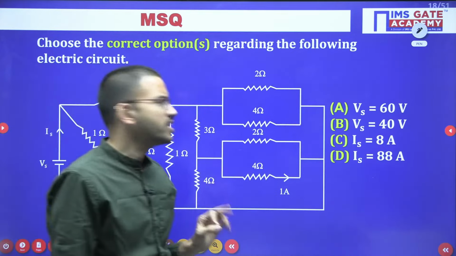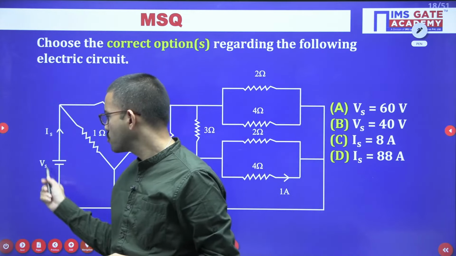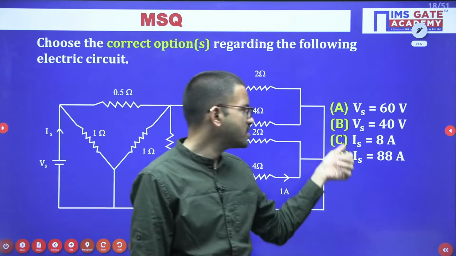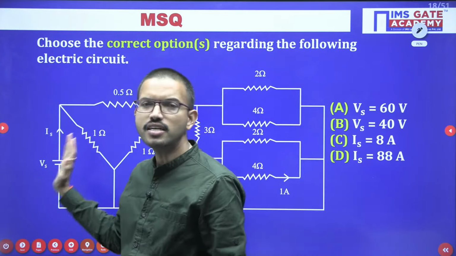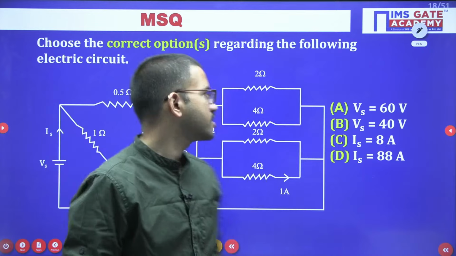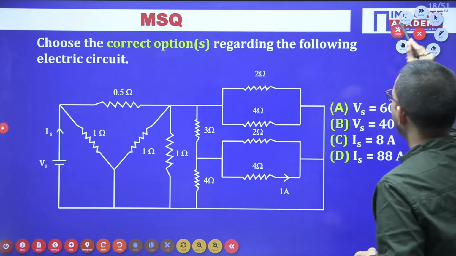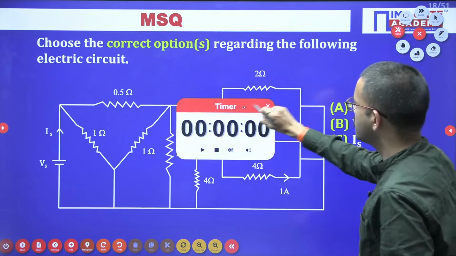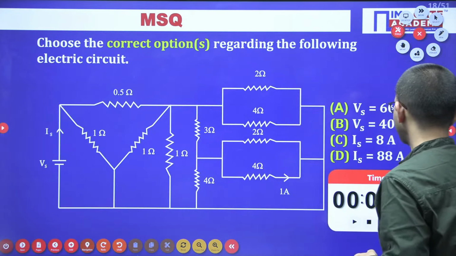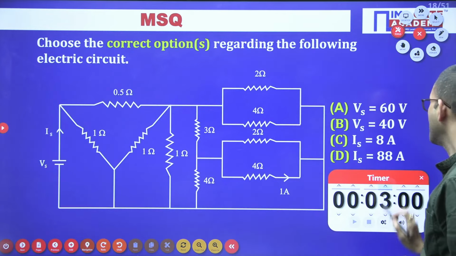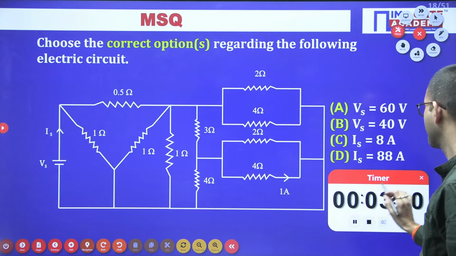In this question I have kept two choices regarding the voltage across the voltage source, and two choices regarding how much current is flowing in this particular voltage source. So all of you give a try. I will give some time for all of you. I hope all of you will give the correct answer. Don't take any pressure, just with a free mind give a try.